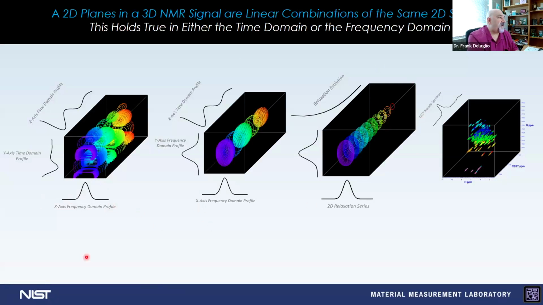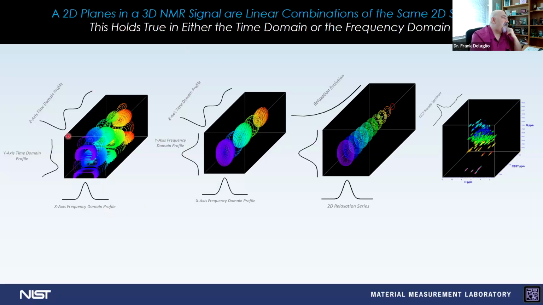So let's return to the idea that we discussed, that any 2D plane in a 3D or 4D signal is a linear combination of the same 2D signals. So in a 3D interferogram, all of the 2D planes are composed of the same 2D signals that are modulated, in this case by a time domain expression in that third dimension. And that still holds true if we Fourier transform the first two dimensions of this 3D data.